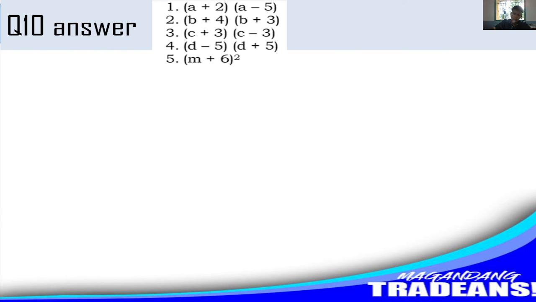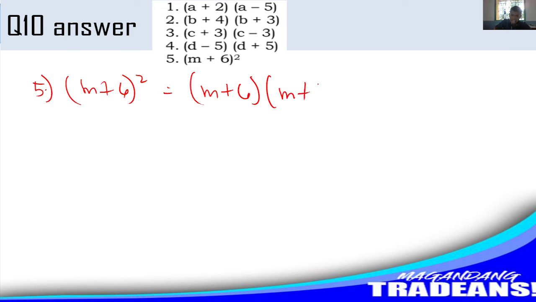Okay, sagutan natin yung number 5. So we have the given, that is m plus 6 then squared. Ibig sabihin po niyan, we are going to double it by itself. So m plus 6 times m plus 6. Oops, wala na po yung squared. Ganyan po ibig sabihin yan. So let's reveal the answer.